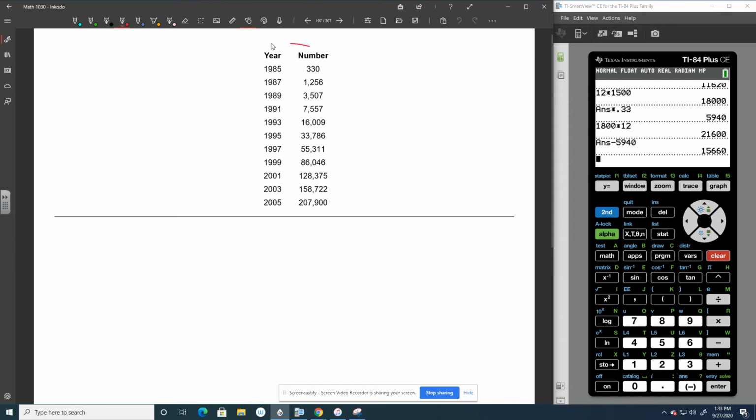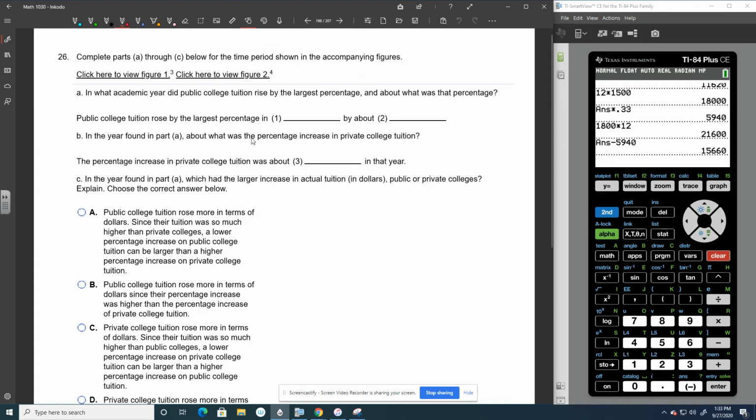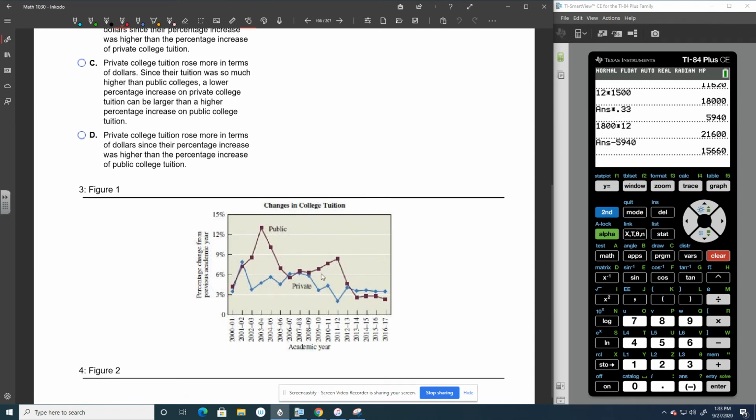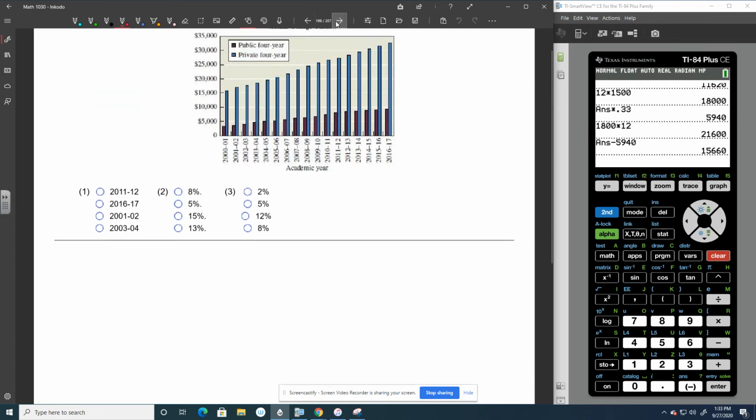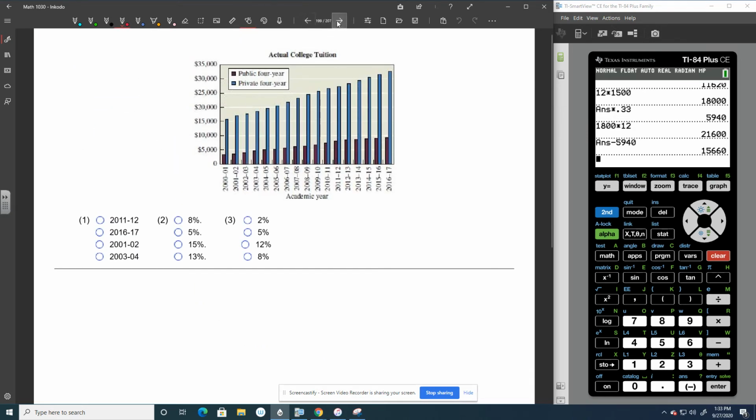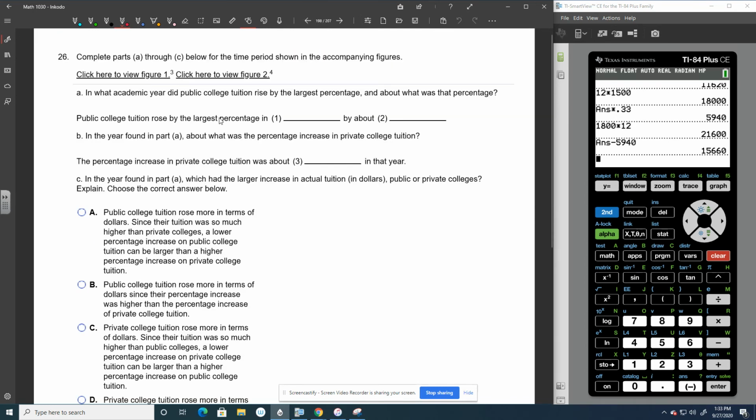Oh, there's the data. I was going to say they're just hoping that we can guess that it grows, but there's the data for the images. Okay, number 26, complete parts A through C for the time period shown in the accompanying figures. So here's figure 1, and figure 2, unfortunately, is right here on the next page. Okay, so in what academic year did public tuition rise by the largest percentage? And about what was that percentage?